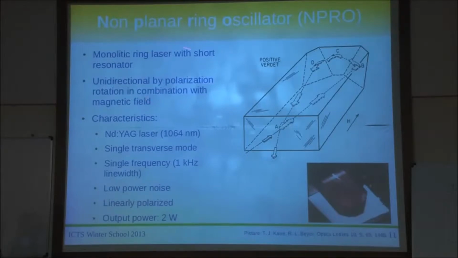So as I said, it's a ring laser, and then the question might arise, okay, if it's a ring laser and the light is going that way, why doesn't it go the other way around, and then you get two output beams?